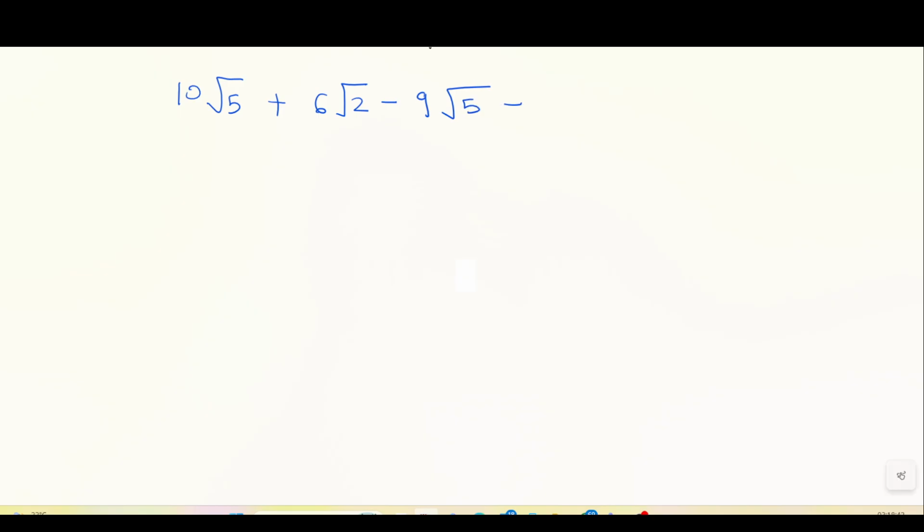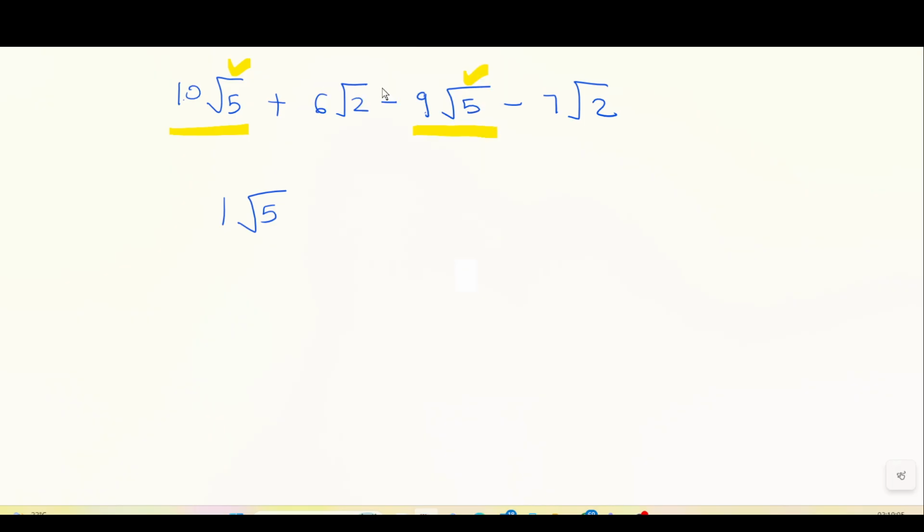Like if we have 10 square root 5 plus 6 square root 2 minus 9 square root 5 minus 7 square root 2. So first we make groups of numbers having the same number inside the square root. So these two are having square root 5 and square root 5, right? We write square root 5 and subtract 9 from 10, which is 1, right?